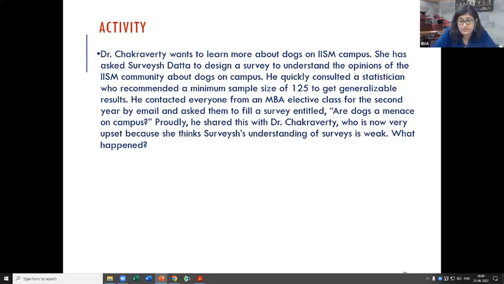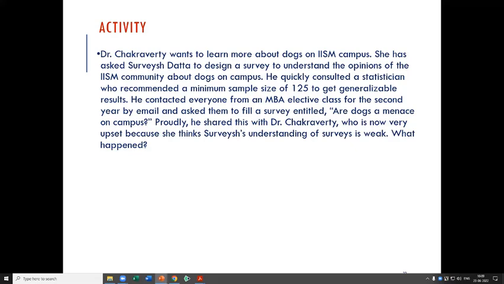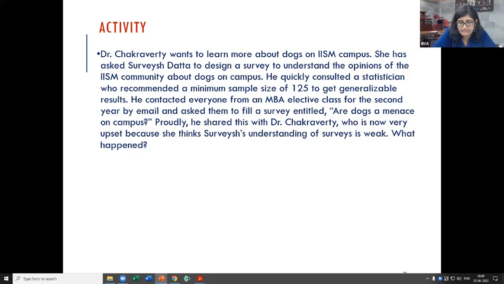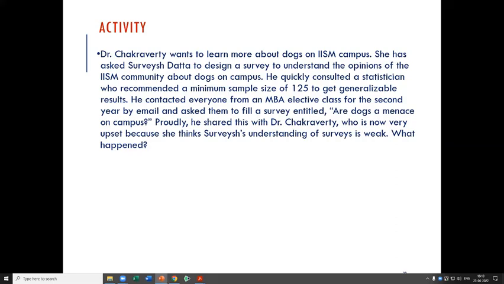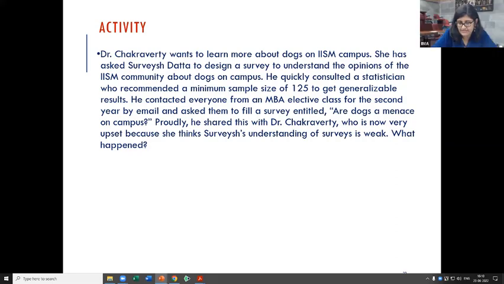Or only those people who think dogs are a menace on campus will respond. True. If you don't think it, then you don't need to waste time answering a survey. So you'll only get certain kinds of responses. It's a biased survey. It's a biased title. Good. What else is wrong?